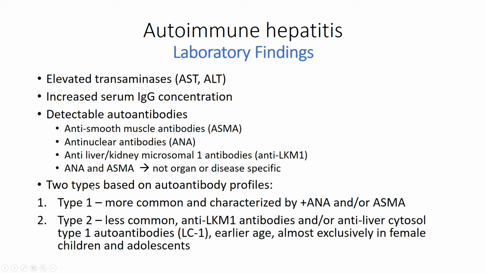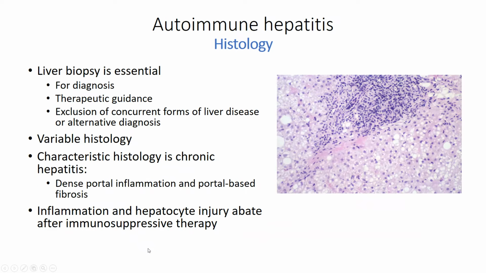So one has to know that there are 2 types of autoimmune hepatitis based on the autoantibody profile. Type 1 is more common. It occurs in about 95% of autoimmune hepatitis cases. And type 2, which is the pediatric type of autoimmune hepatitis, is positive for anti-LKM1 antibody or anti-liver cytosol type autoantibody. The presentation is at an earlier stage, almost exclusively in female children and in adolescents. Hence, this is called the pediatric type of autoimmune hepatitis.